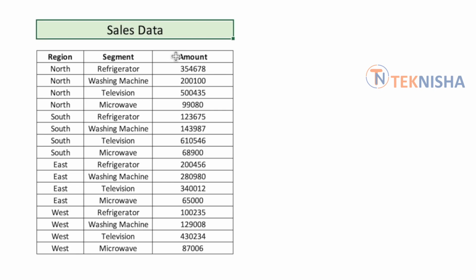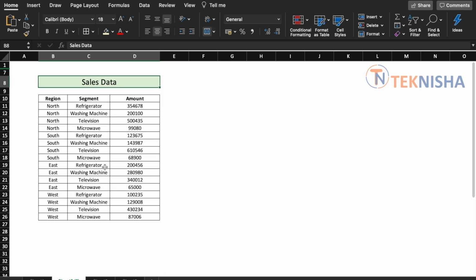Let's say we want to view only sections of this data. For example, we want to see the data of the north region, or we want to see data only for washing machines. We can easily achieve this using the inbuilt filters option in Excel. All we need to do is select anywhere within the data table and go to the top ribbon.